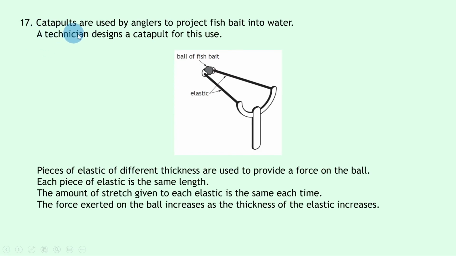You didn't need to use it to find the final answer, it's just there to put you off. Question 17 says catapults are used by anglers to project fish bait into water. A technician designs a catapult for this use. Pieces of elastic of different thickness are used to provide a force on the ball. Each piece of elastic is the same length. The amount of stretch given to each elastic is the same each time. The force exerted on the ball increases as the thickness of the elastic increases. And that last statement there is going to be really important for this question.